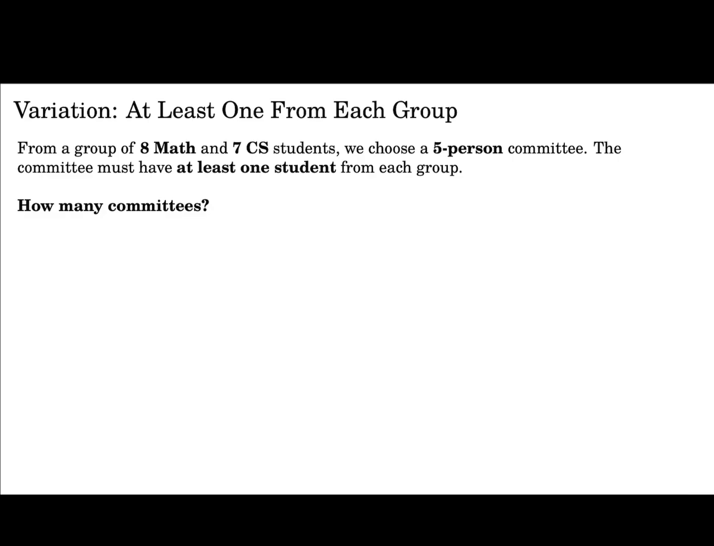So the idea is that we can count all possible committees without the restriction and then subtract the committees that we do not want. So first, let's ignore the restriction and count all committees. There are 8 math students and 7 CS students, but we don't care about any restrictions. In total, we have 15 students, and we want to choose a committee of 5. So you can do that in 15 choose 5 ways, right? You can just compute 15 choose 5, and that will give you the amount of total committees.